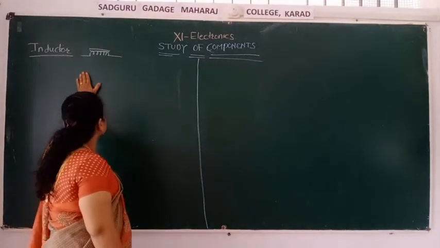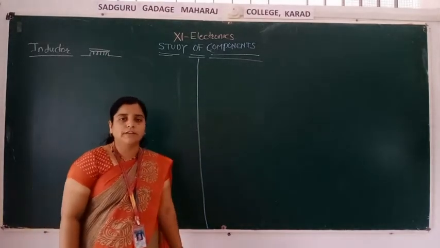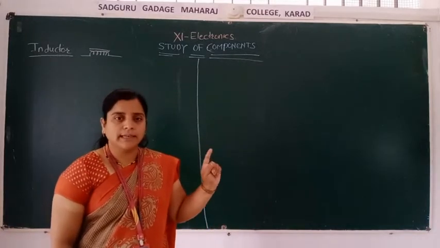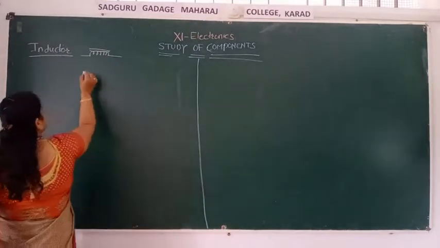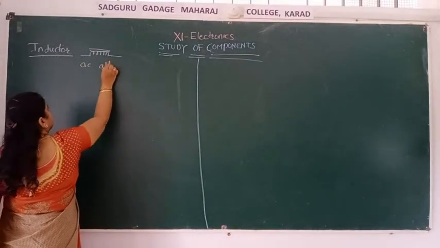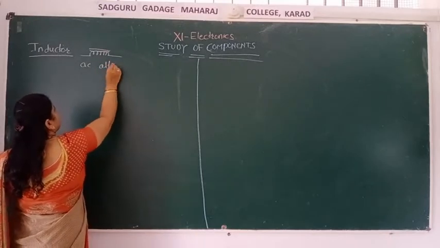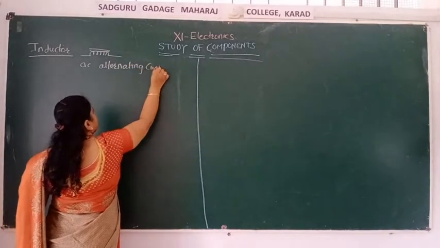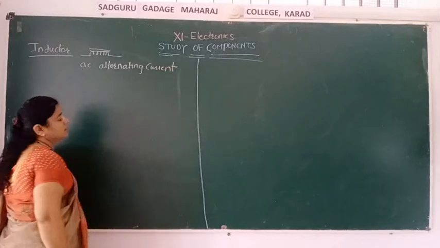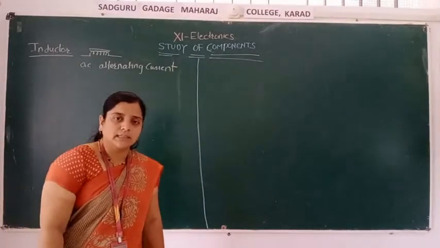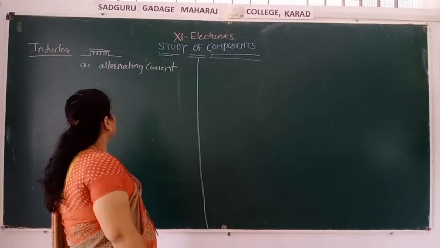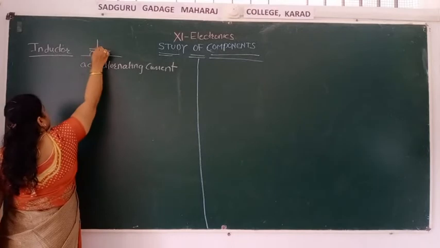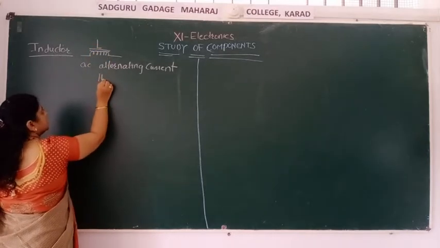This is the inductor definition: it induces voltage when the current varies, and that variation in current is always in AC voltage, not in DC. AC means alternating current. So variations are always in AC. The inductor is indicated by L, and it is measured in H, the Henry symbol.